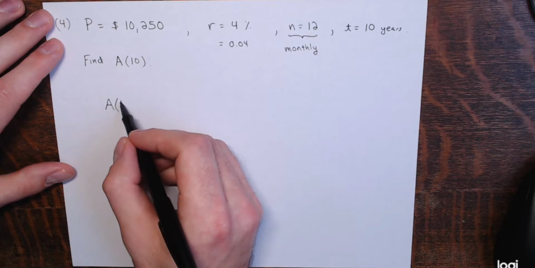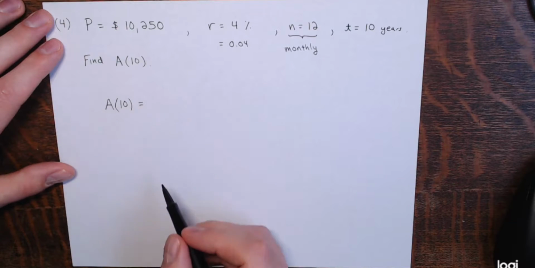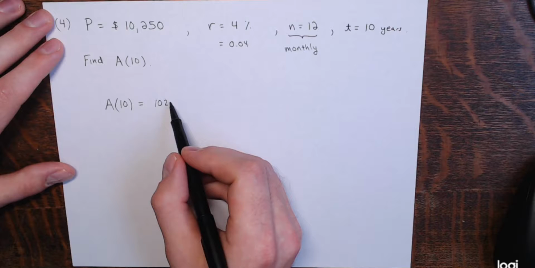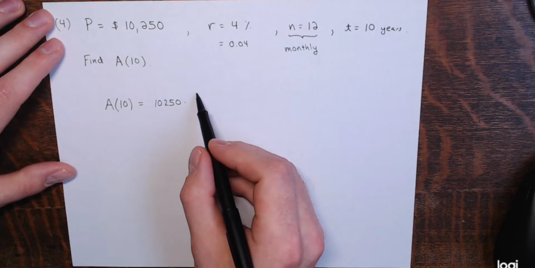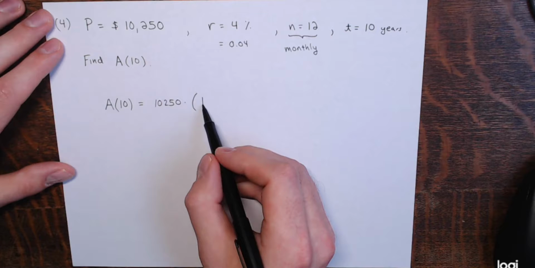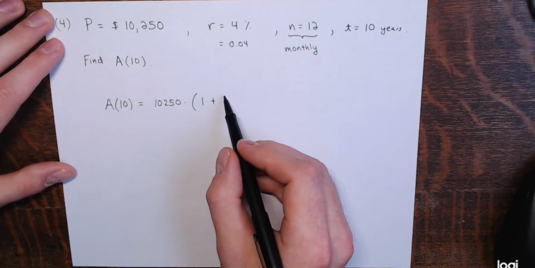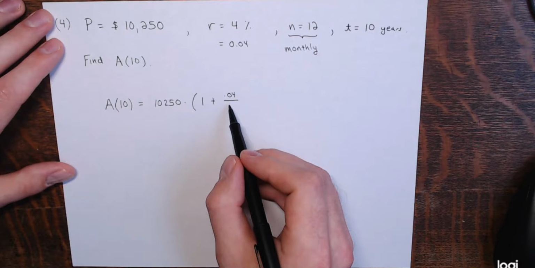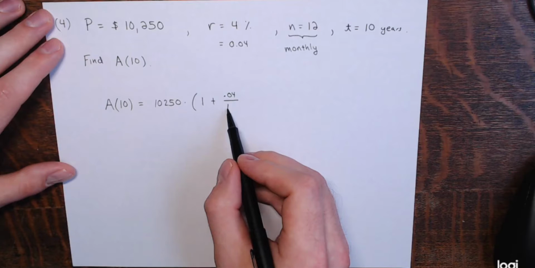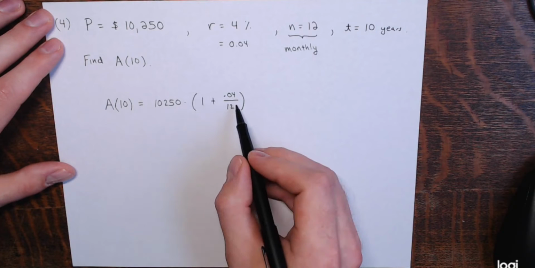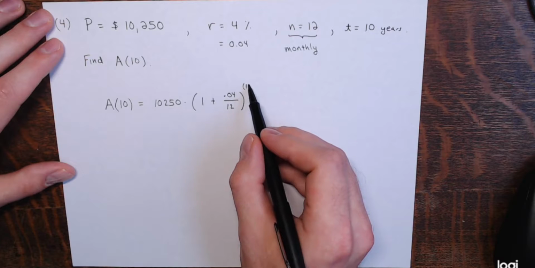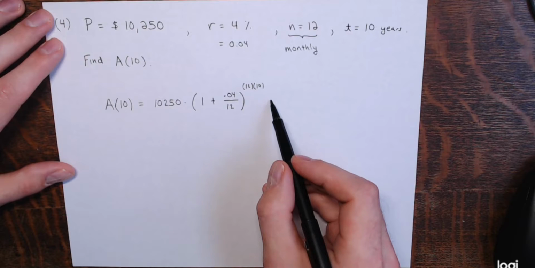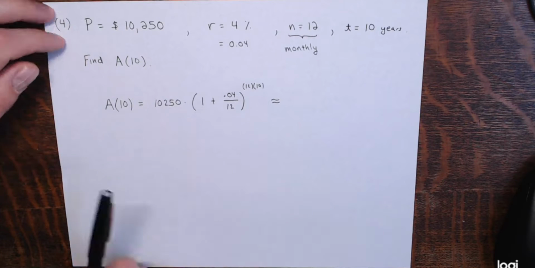All right, so this time I've written the formula 3 times now. You've seen it a bunch. So remember, this is the principal, 10,250, times, and then you have a base, which is 1 plus the interest rate, 0.04, divided by the number of times you're compounding in a year, which is 12. That's the base. And then the exponent is n times t, 12 times 10, which should be 120. And I can just punch this in, and we'll round to the nearest cent.